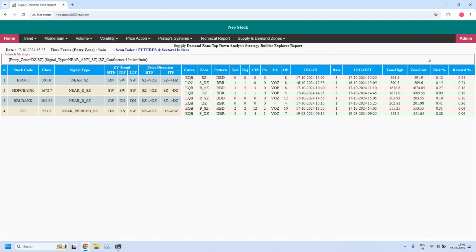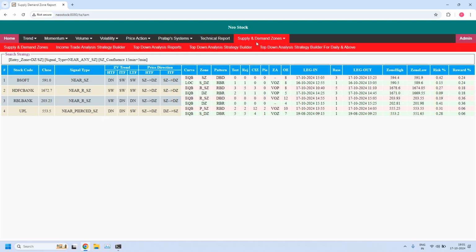Let's verify. 4 stocks are filtered. In that, the fourth one is invalid, it is pierced. Always ignore the pierced zones. So this is about stocks near demand and supply zones for different time frames.